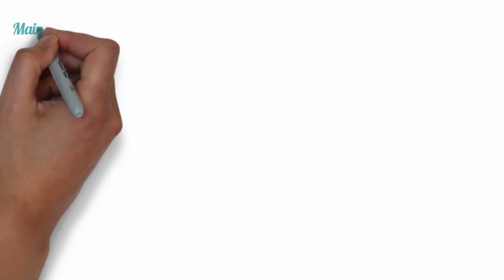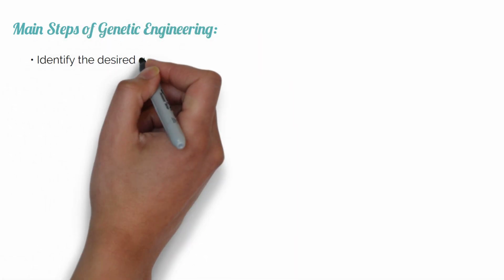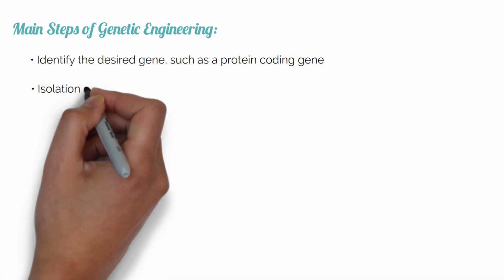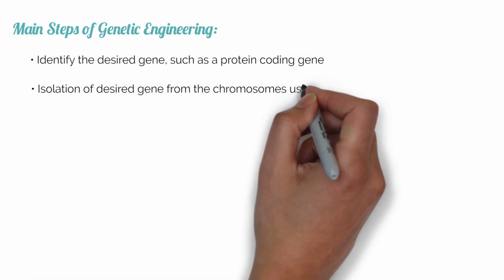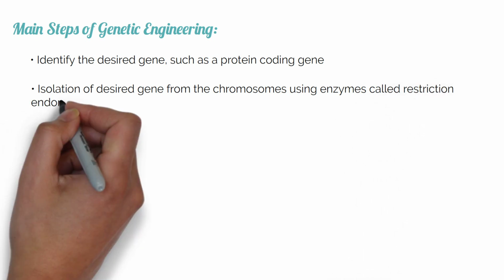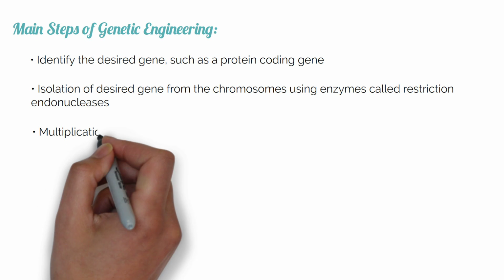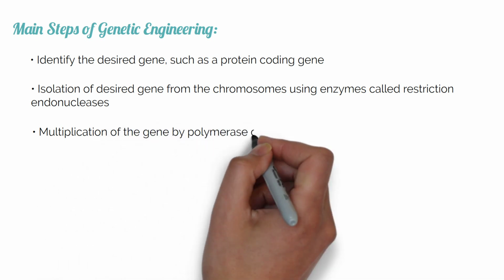The main steps of genetic engineering. First, identify desired gene, such as a protein coding gene. Isolate the desired gene from the chromosomes using enzymes called restriction endonucleases. Multiplication of the gene by polymerase chain reaction.